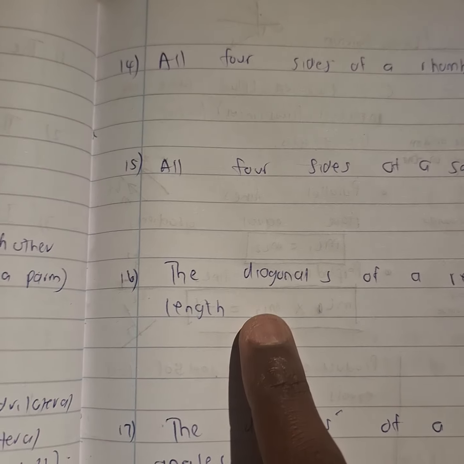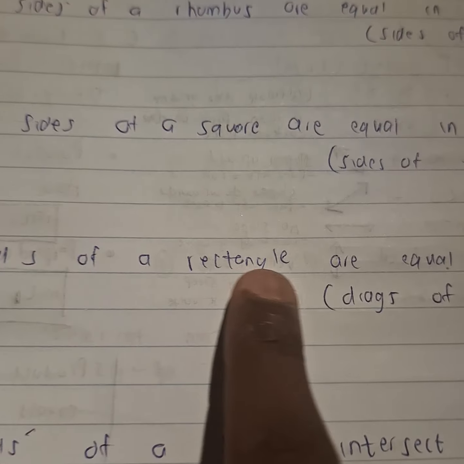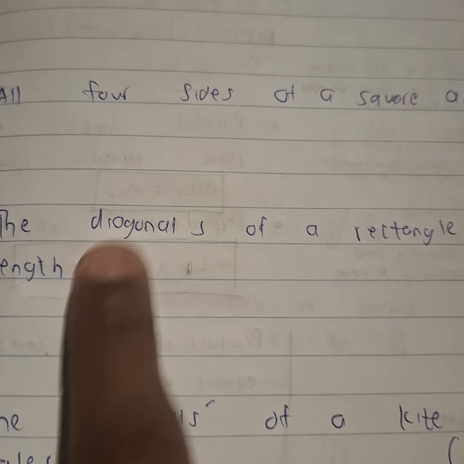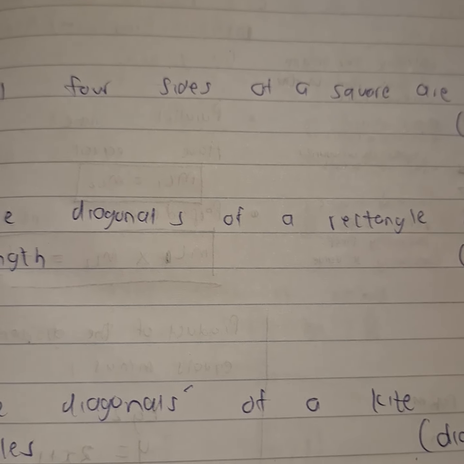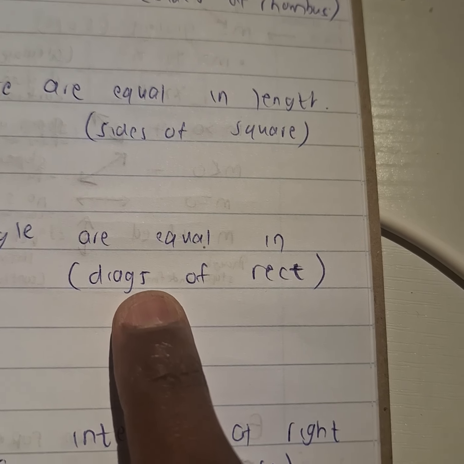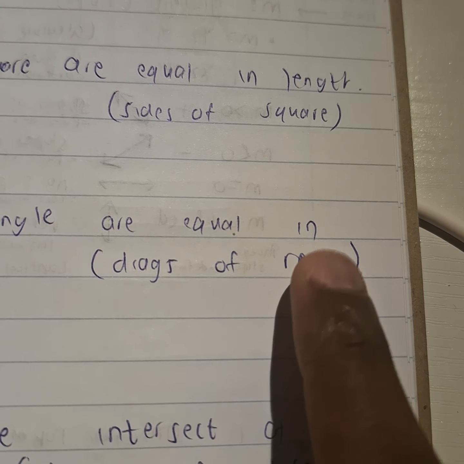Alright, so continuing on with this. The diagonals of a rectangle are equal in length. I repeat, the diagonals of a rectangle are equal in length. So whenever we have to use this particular statement to lead us to finding the equality of the diagonals of a rectangle, we can write this as a reason: diags of rectangle. This is rectangle short.